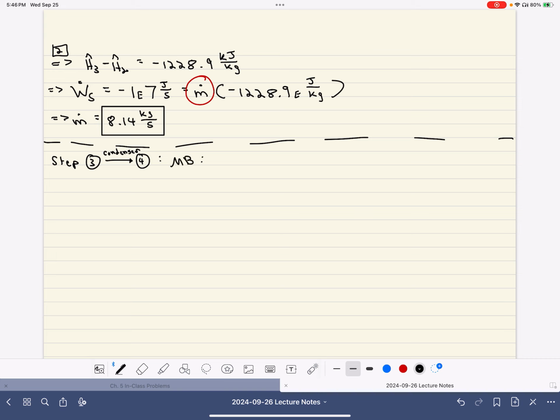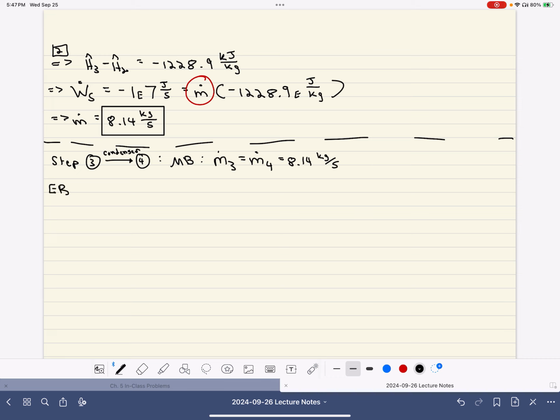From the material balance, it's going to be basically the same thing that we got with the turbine. Inputs equal to output. That means M3 is equal to M4. And in the turbine, we figured out what M3 is. So that means we know what M4 is. It's just going to be equal to the 8.14 kilograms per second.